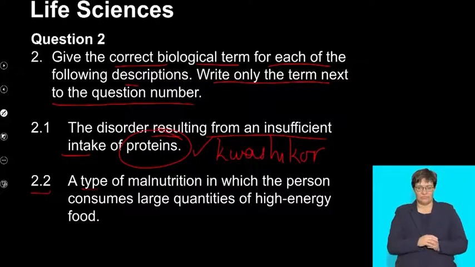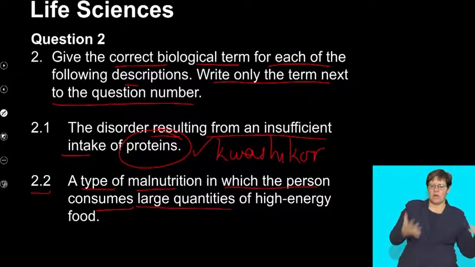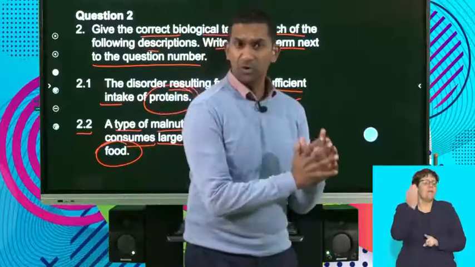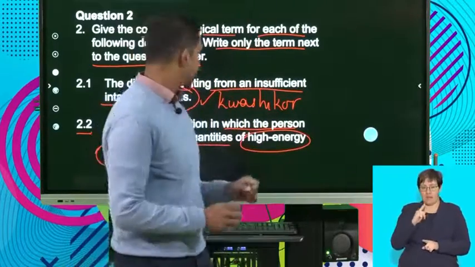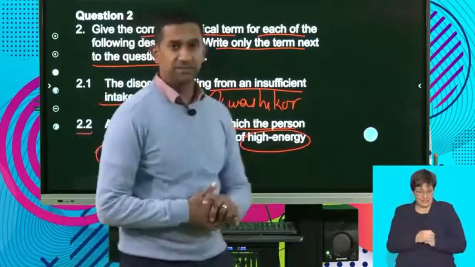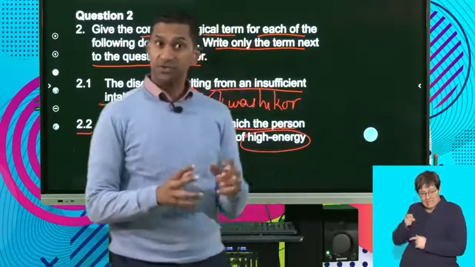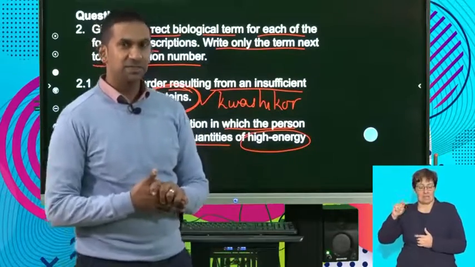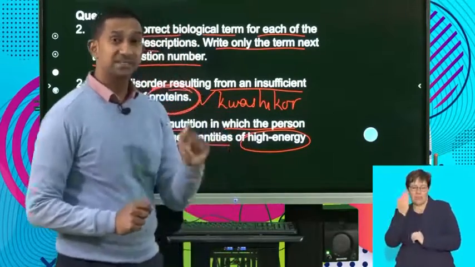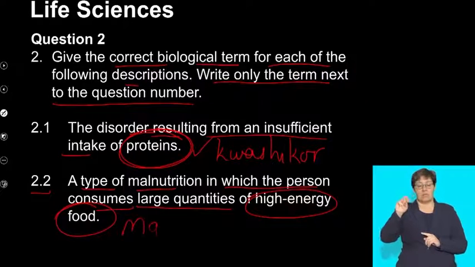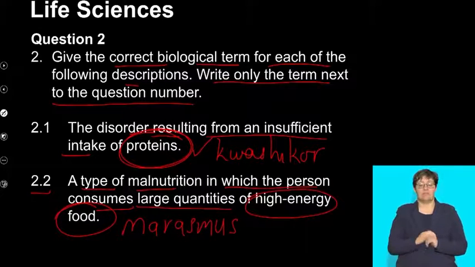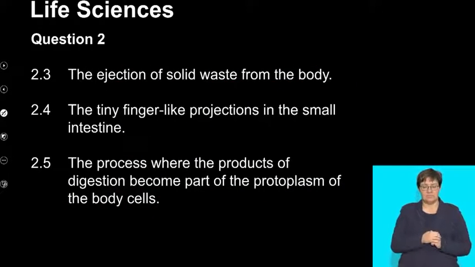2.2. A type of malnutrition in which the person consumes large quantities of high energy food. As I mentioned earlier on, we spoke of kwashiorkor being a disorder in which there was a lack of protein. The other condition in which individuals consume large amounts of carbohydrates and lack the other essential nutrients is called marasmus. And I'll spell that out for you. So it's called marasmus. Okay, so well done if you were able to get that. Let's move on to a few more.